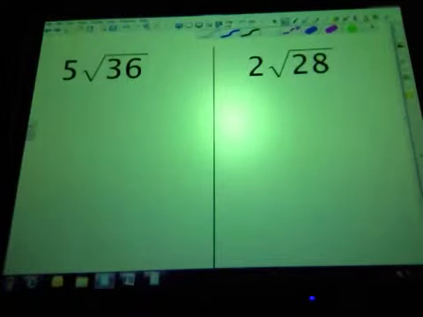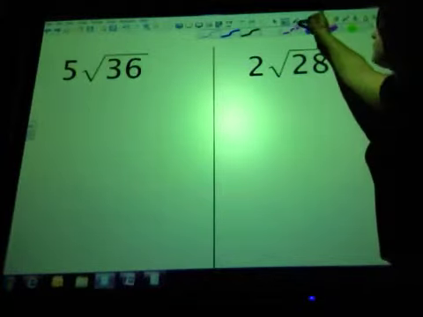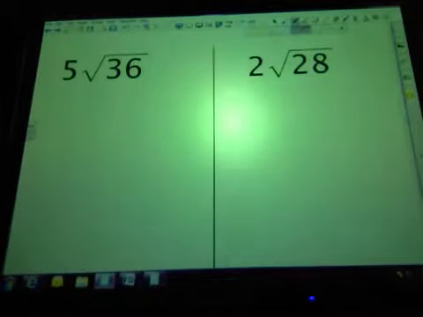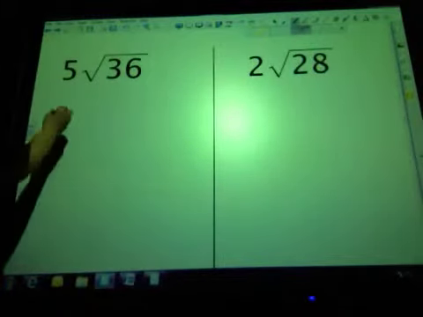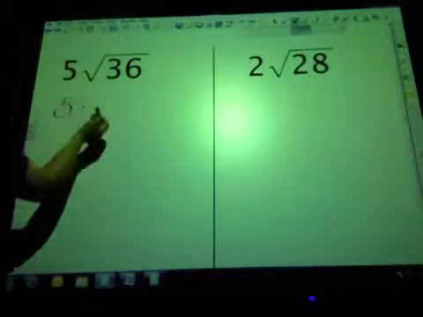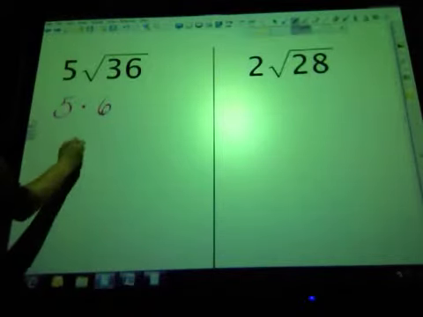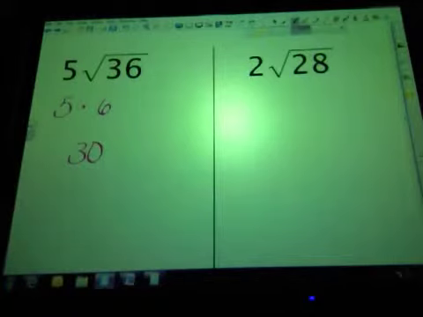This one has a little bit more to it. You have to simplify the radical, or simplify the square root, and then multiply by whatever's on the outside. So we have 5 times the square root of 36. So what I need to do is figure out what's the square root of 36. Square root of 36 is 6, so I'm just going to do 5 times 6. And that's 30. So you have to simplify always as much as you can.